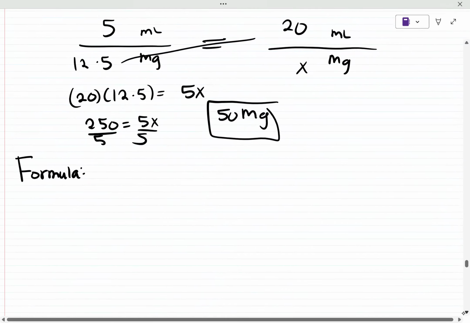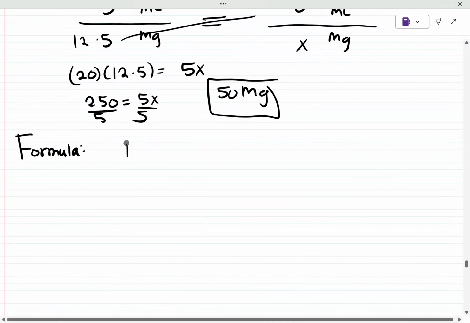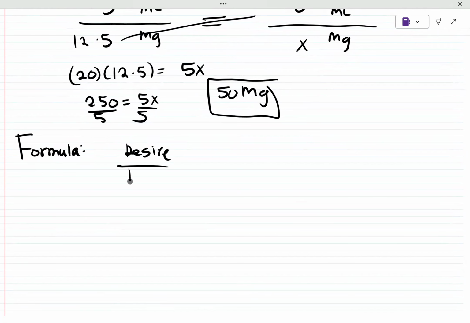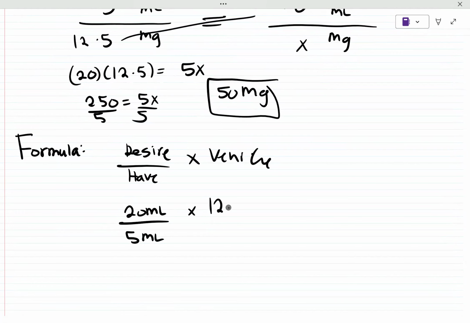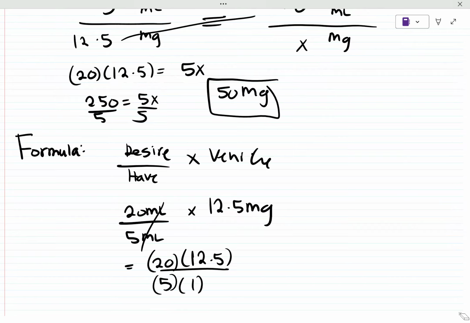Formula: desire over have times vehicle. Our desire was 20 mL, our have was 5 milliliters, and the vehicle was 12.5. So that's 20 over 5 times 12.5, which gives 50 mg.